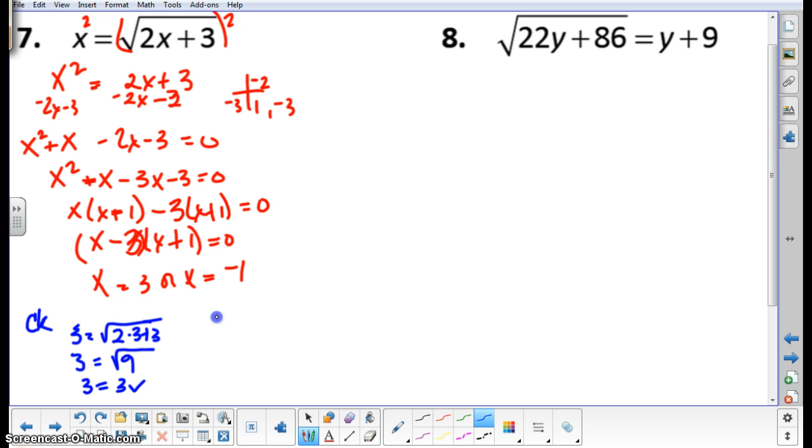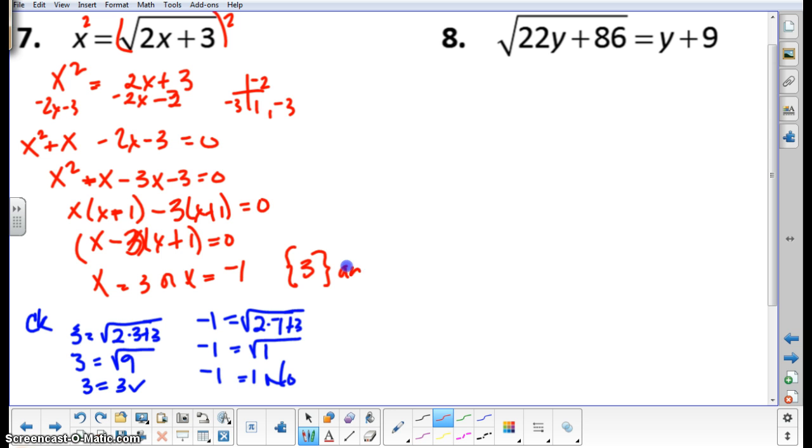So let's check negative 1. Negative 1 is equal to the square root of 2 times negative 1 plus 3. Negative 1 is equal to, this is negative 2 plus 3 is a positive 1. Negative 1 is equal to 1. Oops. No. So we write our solution set, which is x is equal to 3, and negative 1 is extraneous.